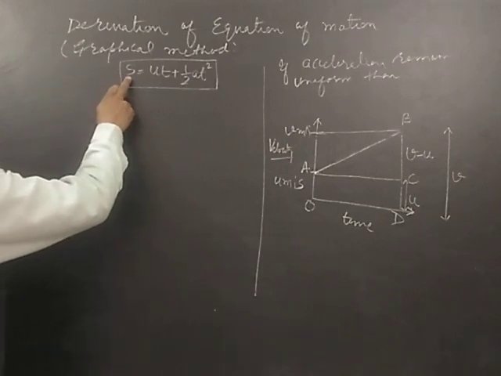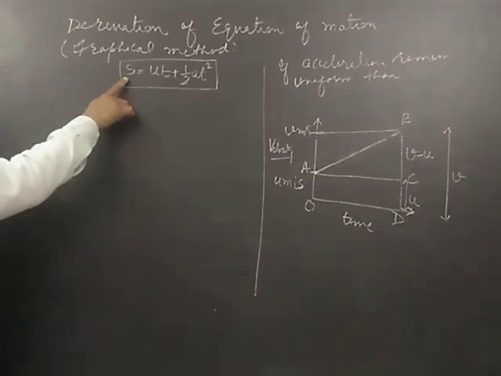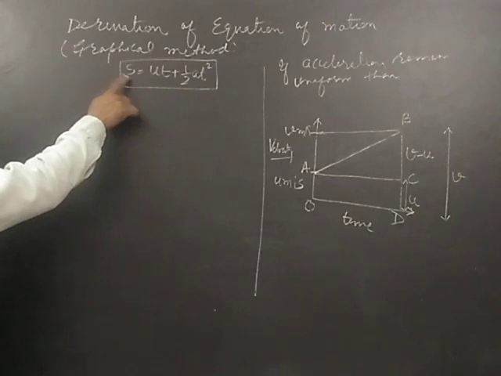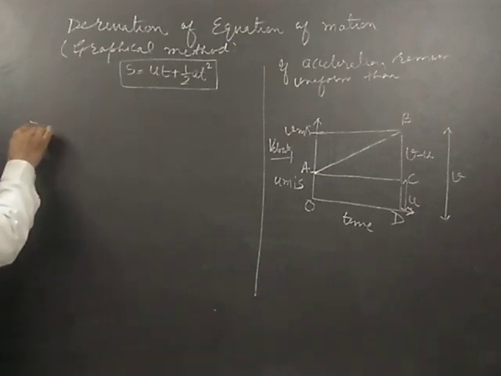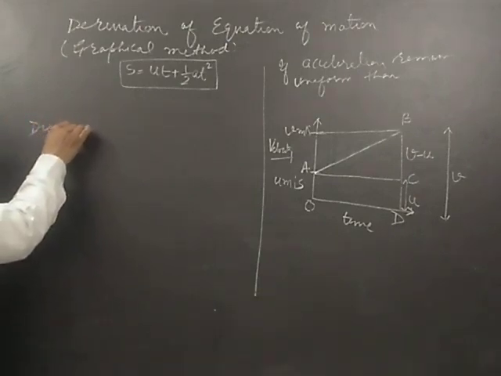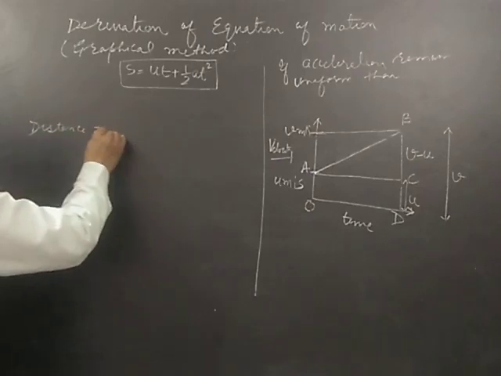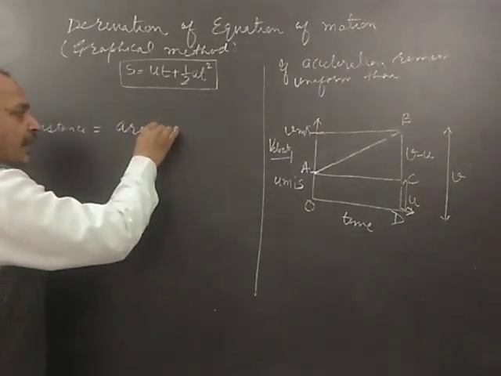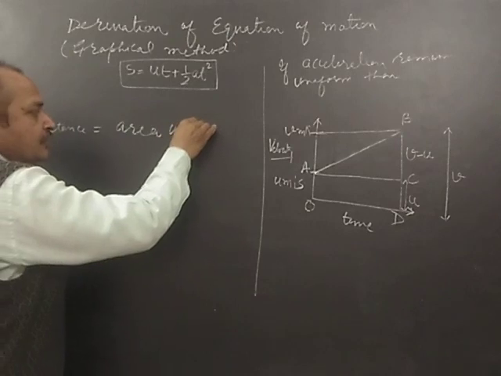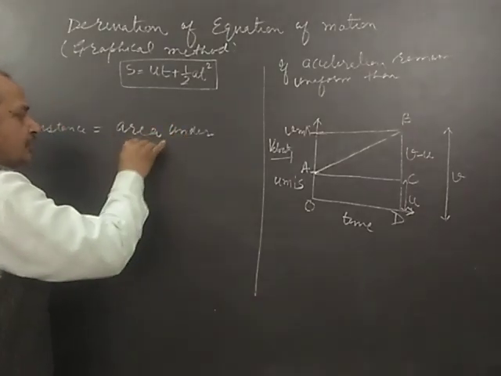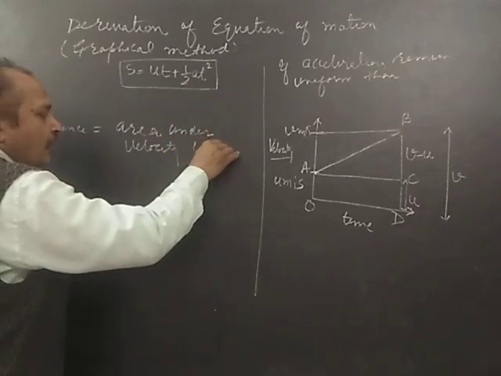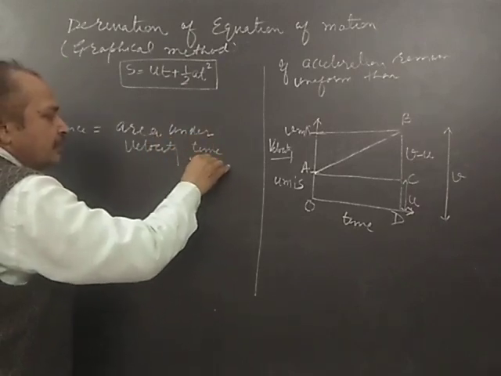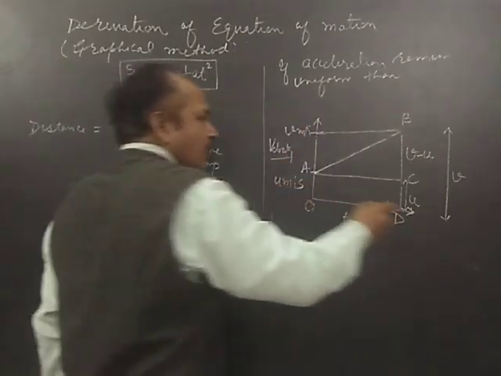We can clearly see that the second equation of motion talks about the distance. Now, in the graphical concept, the distance is represented by the area under the velocity time graph. Now, this is the velocity time graph.